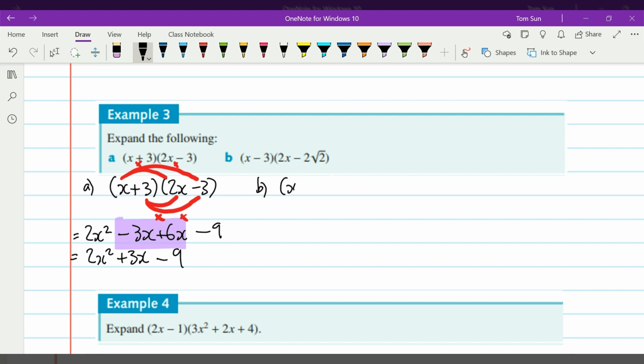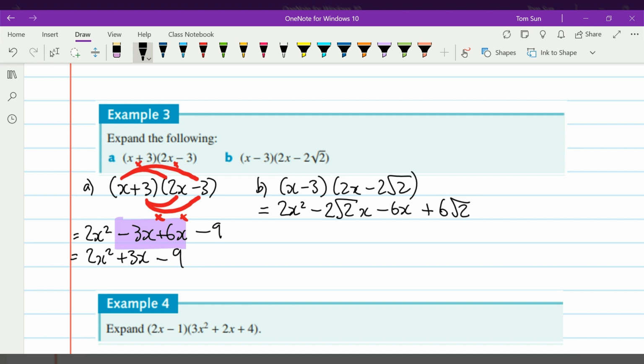Here we have (x minus 3)(2x minus 2 root 2). So x times 2x is equal to 2x squared, obviously. X times negative 2 root 2, we're going to write negative 2 root 2, put the x here. Then you have negative 3 times 2x, which is negative 6x, and finally negative 3 times negative 2 root 2 will be positive 6 root 2.